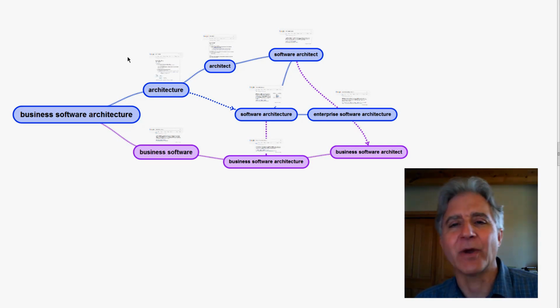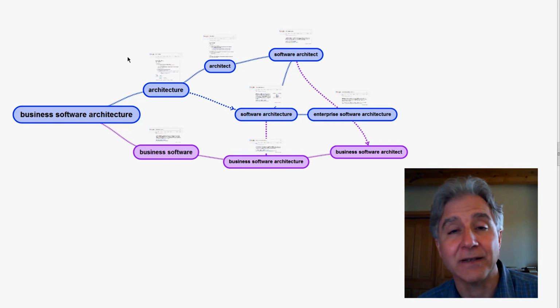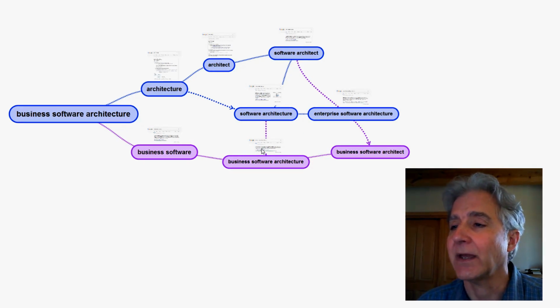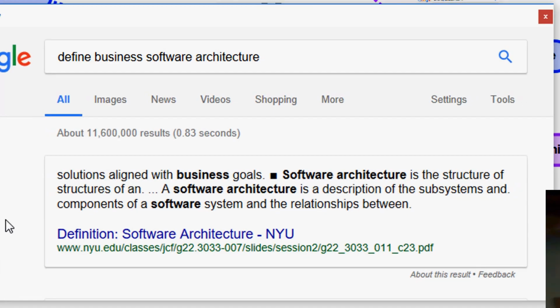So call me crazy, but I decided I would ask Google what business software architecture is and what a business software architect is. And what I got as my first hit was this. This is not a definition for business software architecture. This is a definition for software architecture that happens to mention business, and it says, solutions aligned with business goals. So that's pretty interesting. If you Google define business software architecture, you don't get a result for business software architecture, and I think that's very telling.